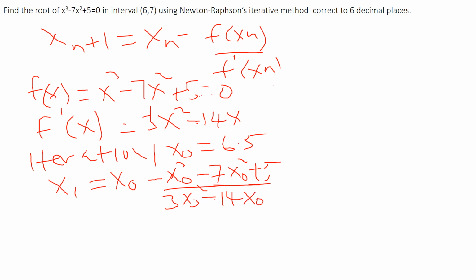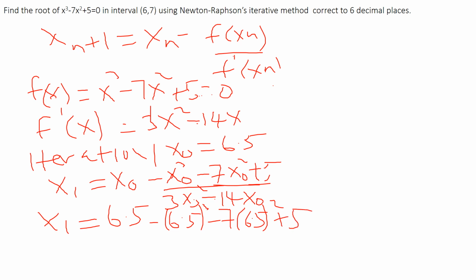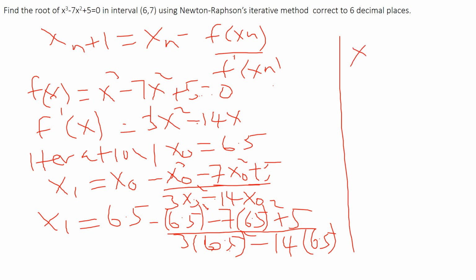So if we substitute now, our x1, the first approximation of this root, becomes x1 equals, remember our x0 is equivalent to 6.5, then minus 6.5 cubed, then minus 7 multiplied by 6.5 squared, then plus 5, then all these we divide by 3 multiplied by 6.5 squared, and then minus 14 multiplied by 6.5.